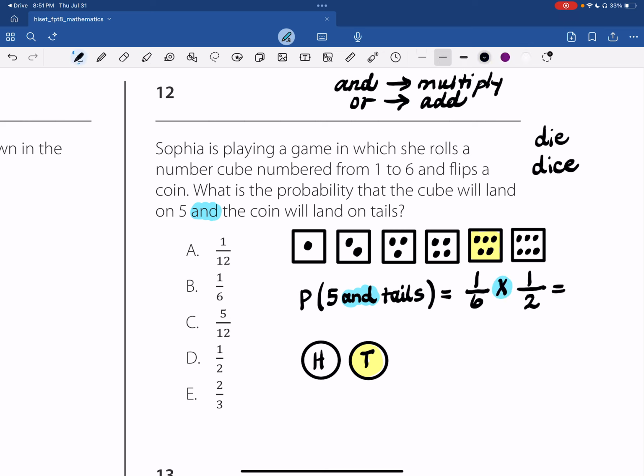1 times 1 is 1. 6 times 2 is 12. The probability of this particular situation happening is 1 out of 12. I personally would not bet on that, but I'm not a gambler. A as in alpha is your answer. This is a classic probability question.